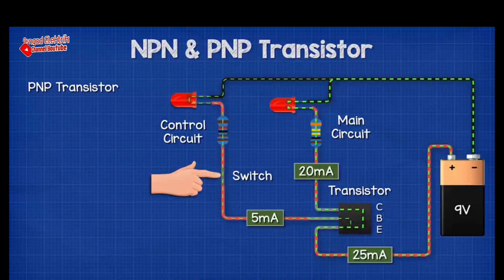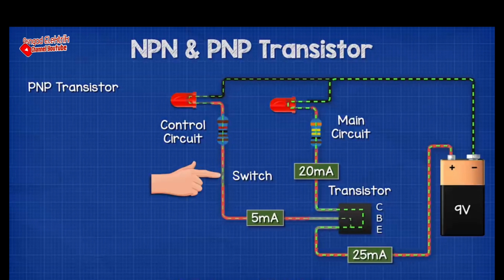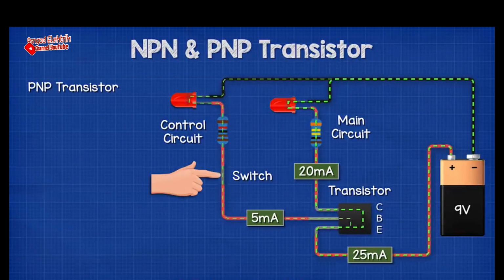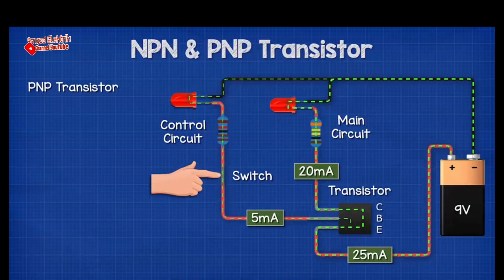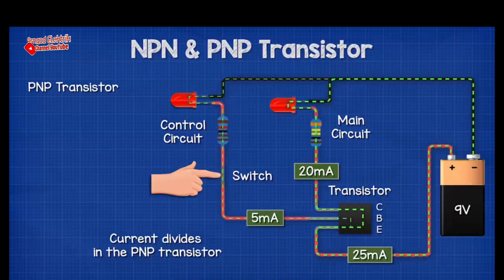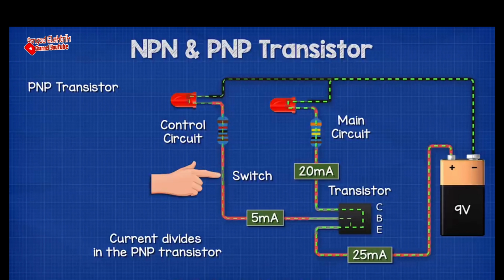In this example, when the switch is pressed, there are 25 mA flowing into the emitter, 20 mA flowing out of the collector, and 5 mA flowing out of the base. The current therefore divides in this transistor.